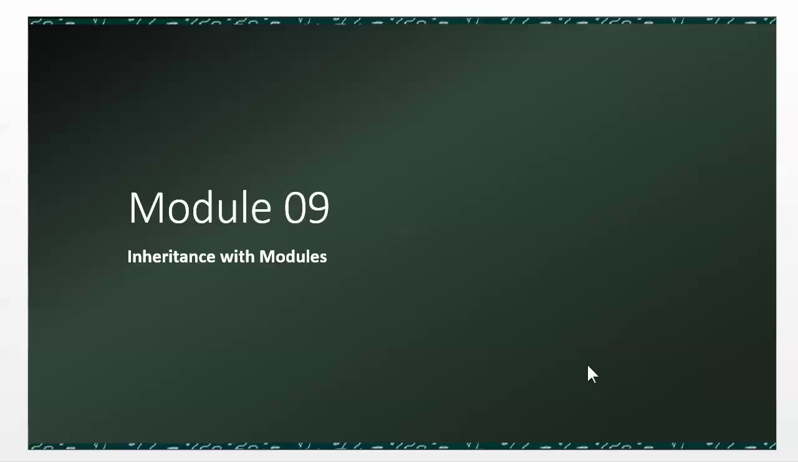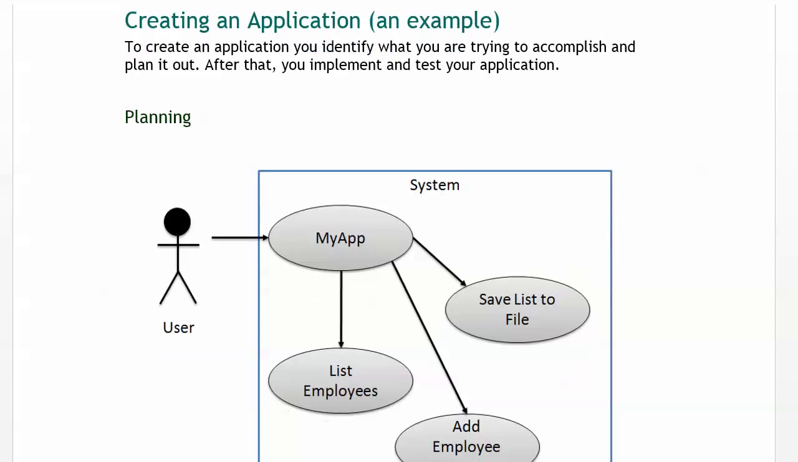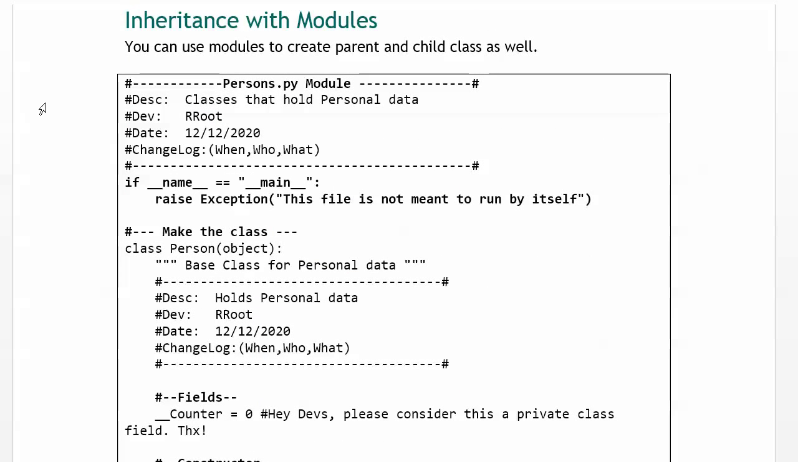In this video, I want to talk a little bit about inheritance and using modules. Now, we have discussed inheritance, of course, where you have a parent class and a child class. This is the same thing, but it is possible, in fact, often it is common, to have these classes in their own separate modules. So I want to take a look at how this is done.